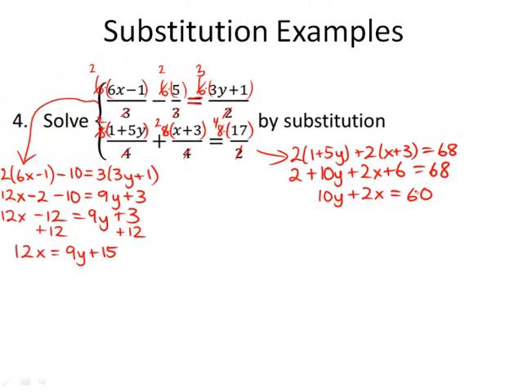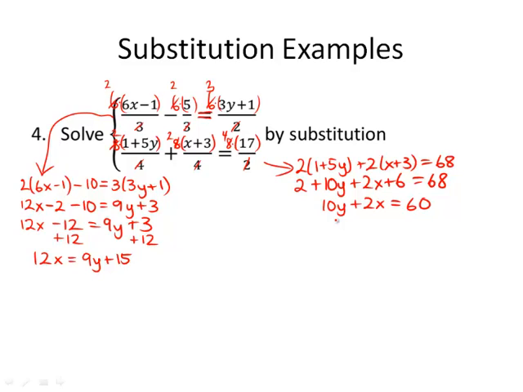So, let's get this one by itself because it looks like we could divide everything here by 2 and get x by itself. So we'd have 2x is equal to negative 10y plus 60, and we could divide everything by 2, giving us x is equal to negative 5y plus 30.